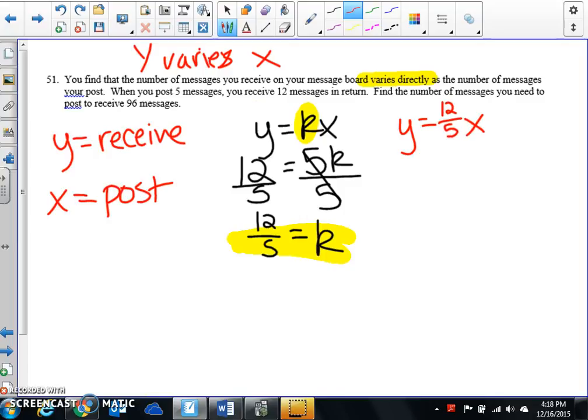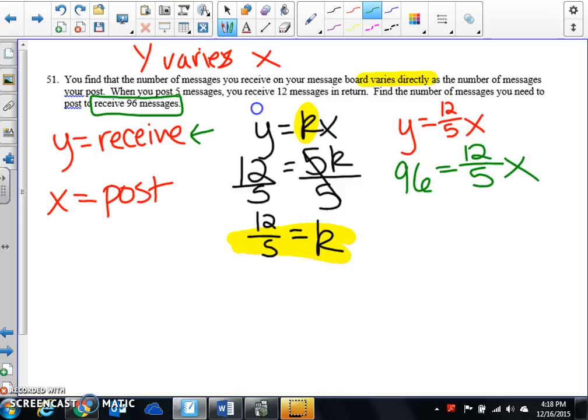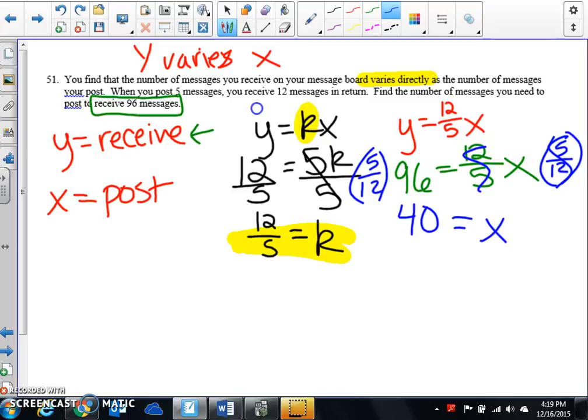Okay, so now it says find the number of messages you need to post if you receive 96. So receive was y. So I plug in 96 for y. To solve for our x, I multiply by the reciprocal. So x equals 5 divided by 12 times 96, 40. So you need to post 40 messages.